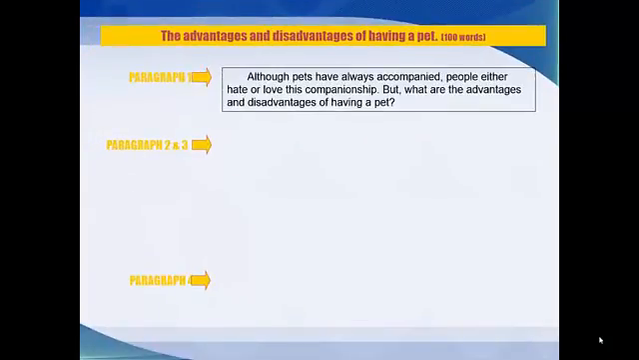Now we are going to have the advantages and disadvantages of having a pet. For the introduction, you can see that this is a very simple introduction explaining both points of view. Although pets have always accompanied people, people either hate or love this companionship. But what are the advantages and disadvantages of having a pet?